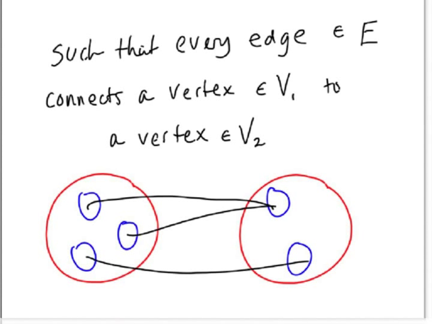The only distinction that we need to make is that you cannot have two vertices in the same vertex set have an edge connecting them, such as this. That would invalidate the whole graph, and then that would not be a bipartition.